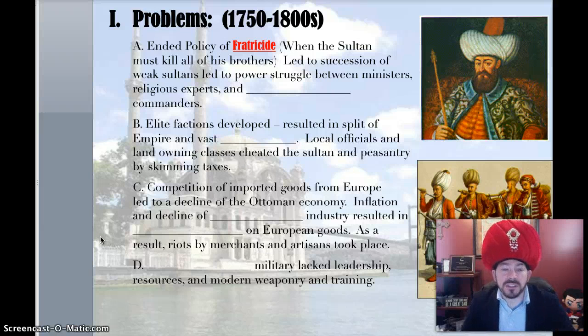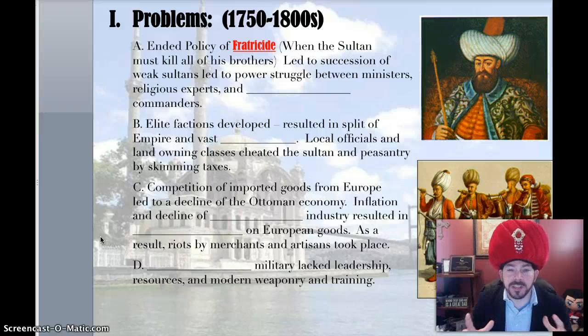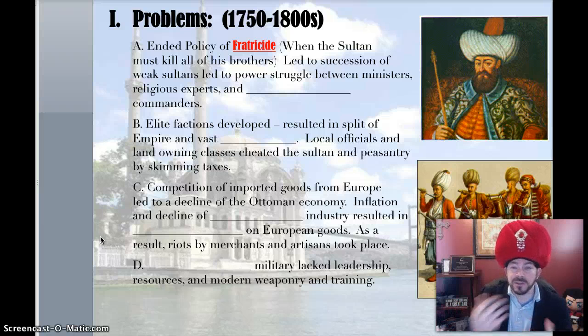Okay, so I think it's interesting to see how this policy of fratricide, which we would see today as pretty barbaric, but getting rid of that might have actually hurt their empire. Kind of an interesting thing to think about.